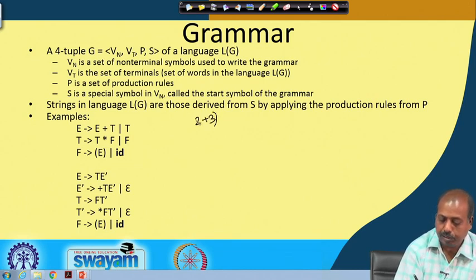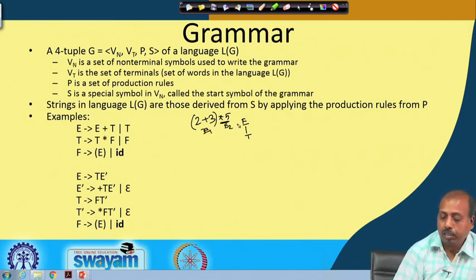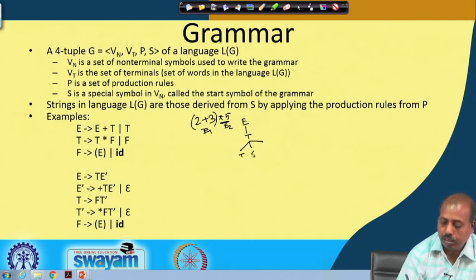So the expression that I have is 2 plus 3 star 5. Okay. If I start with E, then E producing T. First of all, I have to derive this part, the multiplication of two expressions. So this is expression 1, this is expression 2. So I have to do a multiplication of two expressions. That is what we are trying to do. So E producing T, and this T producing T star F. Okay. Then from this F I will have ID, which is 5.